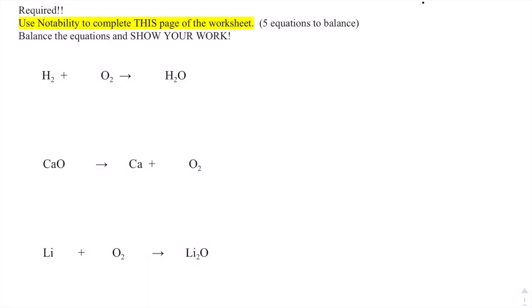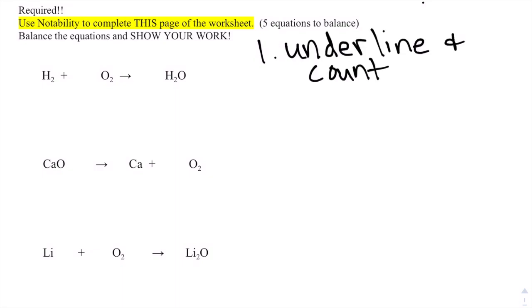So my first step that I think of is to underline and count. So I'm going to use colors for each element so it's easier to compare them. So I'm going to count the H. H with a little 2 means there's 2 H's. And I'm going to jump over to the other side of the arrow and count these H's and use that same blue so you can see it better. So those actually are balanced right now, but sometimes the others aren't.